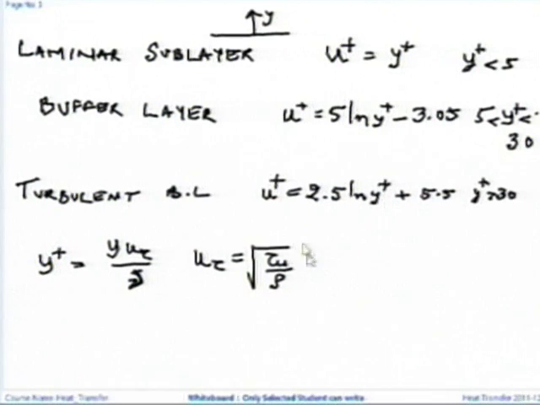Shear stress, so it depends. If I am in the laminar sublayer or viscous sublayer, then what will be my tau wall? It will be the velocity gradient, mu into del u by del y. If I am in the buffer layer, it will be both the gradients and the turbulent stresses. If I am in the turbulent boundary layer, it will be purely turbulent shear stresses.